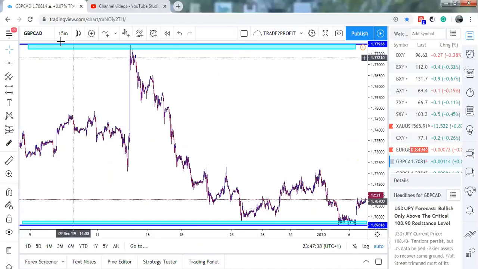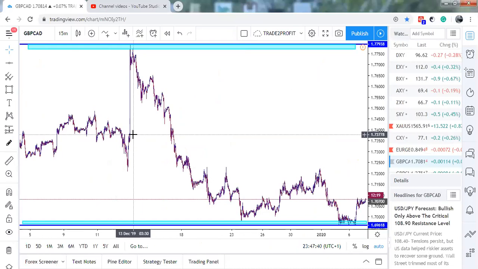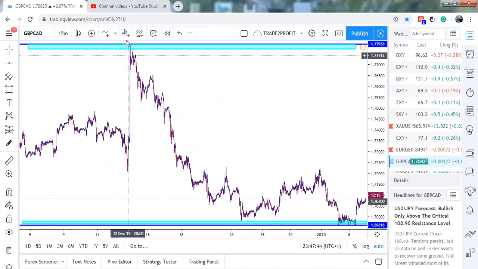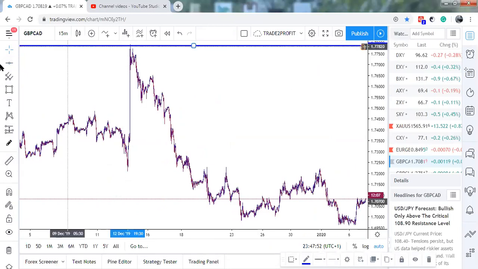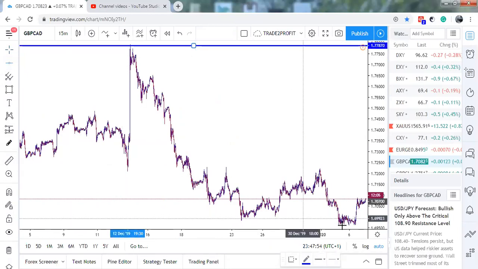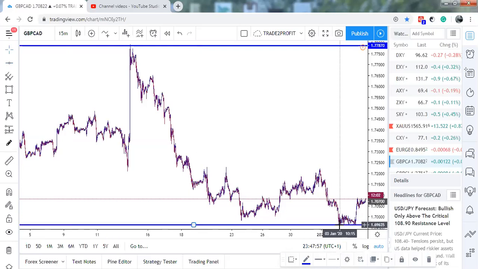Okay, so this is the GBP CAD on the 15 minutes, and this is the level I was talking about. I always want to see major levels. Let me take this out and take it again. I always want to see major levels of resistance, major levels of support, because it just puts everything in perspective, regardless of the time frame. Every time frame has got its major levels, right? Every time frame has got a major level.